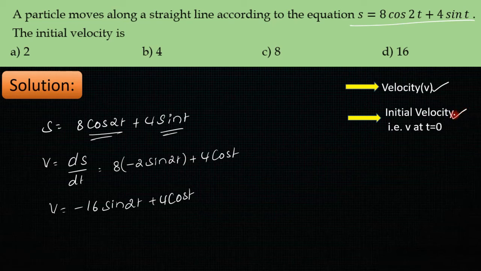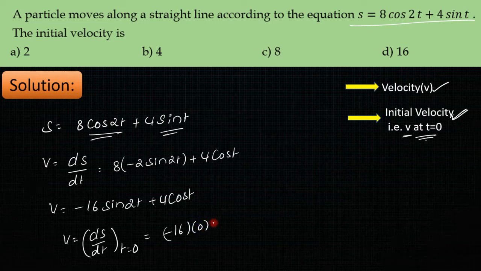Now find the initial velocity, that is velocity at t = 0. v = ds/dt at t = 0, here we substitute t = 0, we get −16 sin 0. We know that the value of sin 0 is 0, plus 4 cos 0. Value of cos 0 is 1. This equals 0 + 4 into 1, 4. This equals 4. Therefore, the answer is option B.